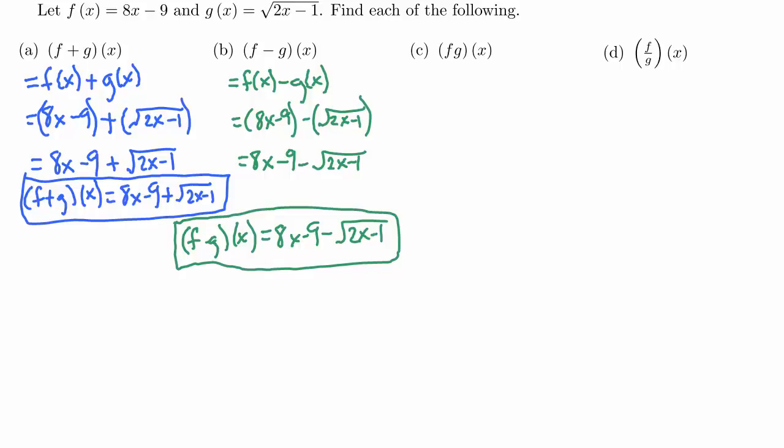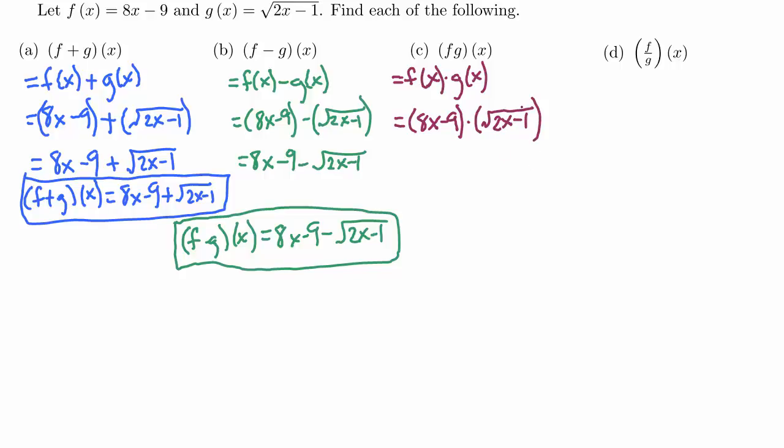Hello. In this example, we have f of x equal 8x minus 9, and g of x is equal to, excuse me, the square root of 2x minus 1. Letter C says f times g of x. What this means is f of x times g of x. And this means 8x minus 9 times the square root of 2x minus 1.